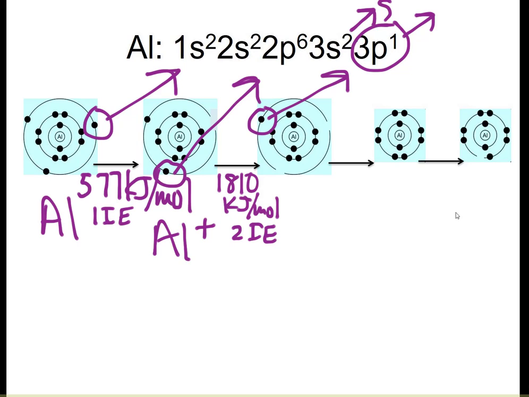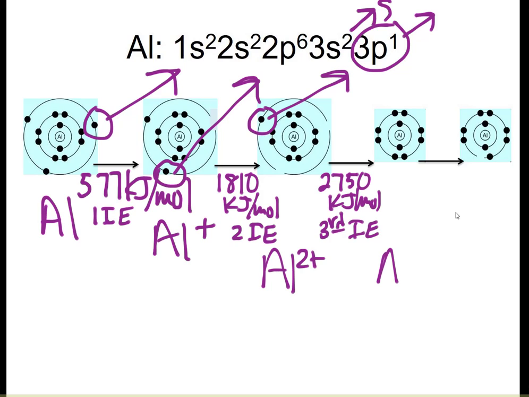And again, I looked up the value, 2,750 kilojoules per mole. So that would be the third ionization energy. And I would go from having an aluminum 2 plus to an aluminum 3 plus ion. And notice what's happened here. Now I have completely removed all those valence electrons. So aluminum has 3 valence electrons. Now all of them have been pulled off. So I'm left with only the core electrons.